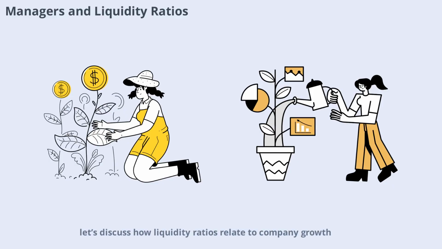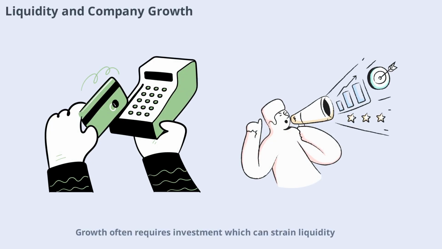Next, let's discuss how liquidity ratios relate to company growth. Growth often requires investment, which can strain liquidity. Companies expanding rapidly may see their liquidity ratios dip as they invest in inventory, equipment, or new markets. While some decline is normal, it's important to ensure ratios don't fall too low, risking financial stability. Balancing growth with liquidity is a key challenge for businesses.